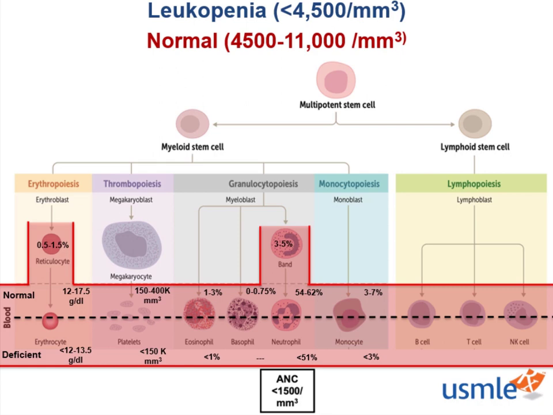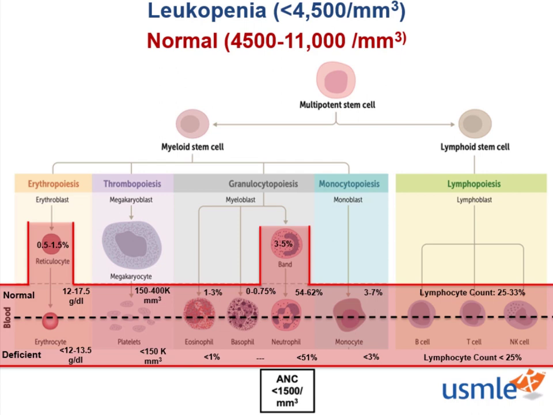and adaptive immune systems. Overall, monocytes compose 3 to 7% of white blood cells and are deficient when present below 3%. Lastly, lymphocytes, B, T, and natural killer cells compose 25 to 33% of the normal white blood cell count, with deficiency being marked by less than 25%.